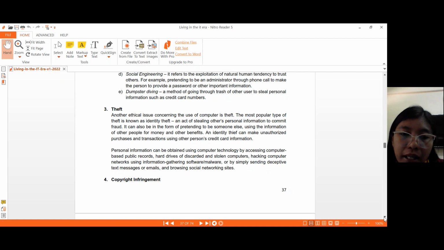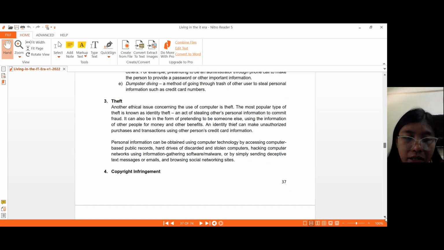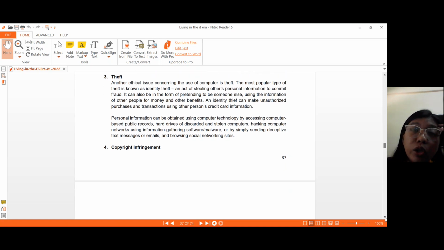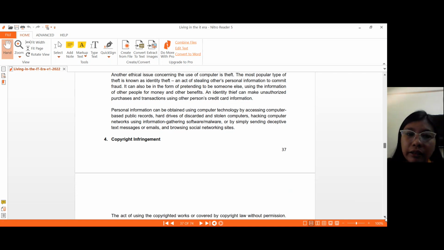So personal information can be obtained using computer technology by accessing computer-based public records, hard drives of discarded and stolen computers, hacking computer networks, using information gathering software or malware, or by simply sending deceptive text messages or emails and browsing social networking sites. Okay. Yung mga poster, yung sinasabi ko sa inyo kanina, theft din yan. Yung ginagamit ang inyong pagmumukha sa ginagawa nilang profile picture nila, theft yan, identity theft ang tawag doon. Or yung kinukuha nila ang inyong demographic data para ma-hack na nila ang inyong mga bank accounts, yung mga ATM ninyo, theft yan, okay?